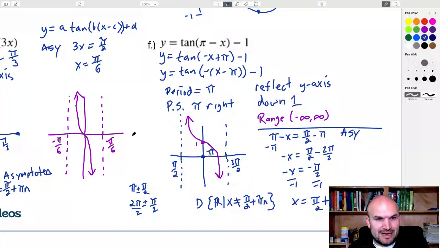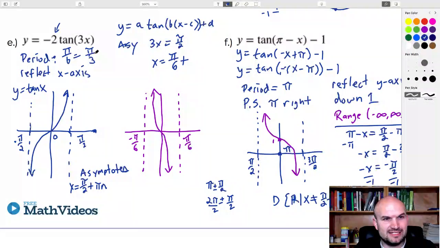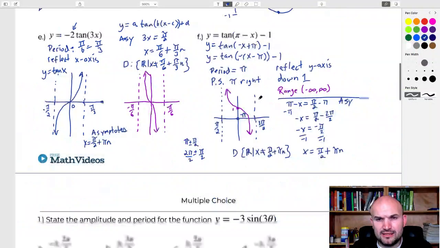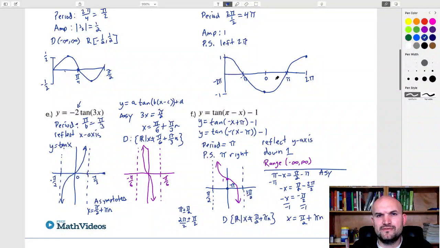And then to get to my next asymptote, I'm just going to add my period, which in this case is pi over 3. So I just say plus pi over 3n. And therefore my domain would just be all real numbers such that x cannot equal pi over 6 plus pi over 3n. And then before I take a break, did I do the domain over here?